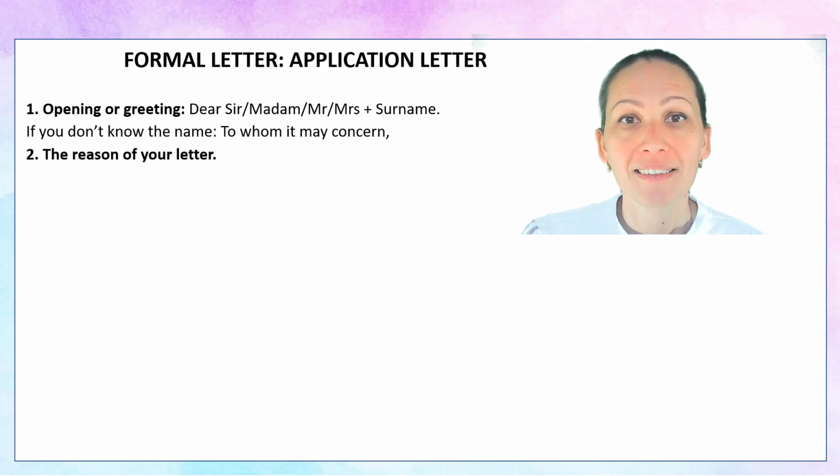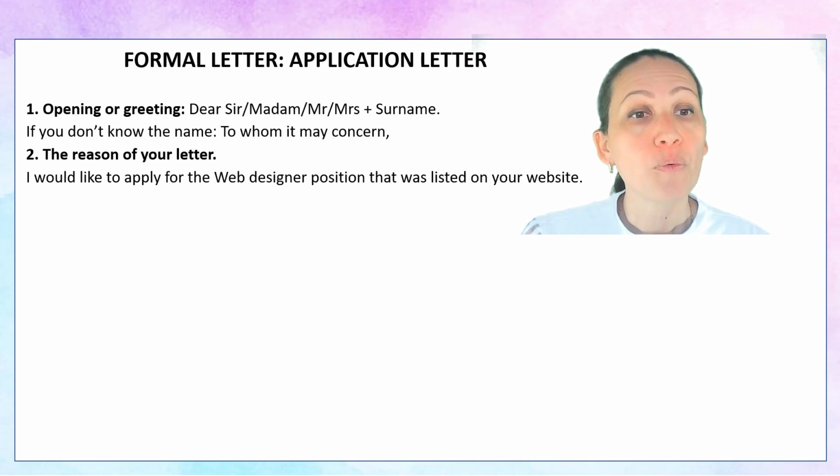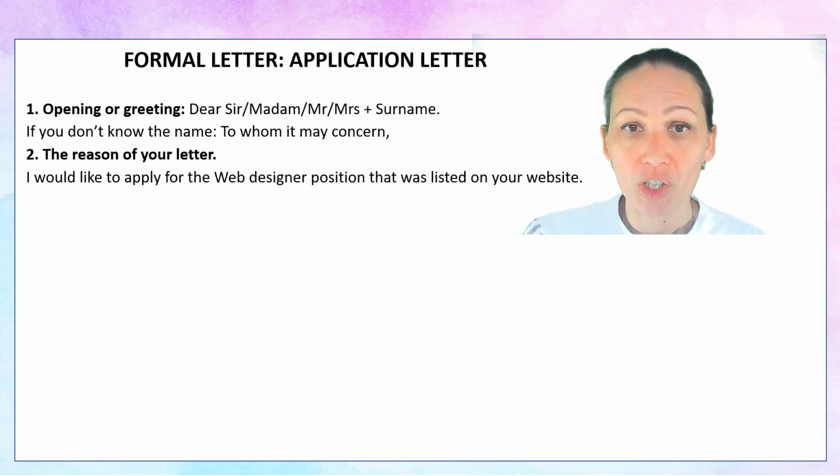writing to. In the second paragraph of our letter, we'll give the reason why we're writing a letter. This is an application letter, so we're applying for a job or we're applying for internship. So we can use phrases like, I would like to apply for the web design position that was listed on your website. So here we give the reason why we're writing. I'm writing because I want to apply for a job. What kind of job? Web designer. Where did I find this position? I found it on the website.